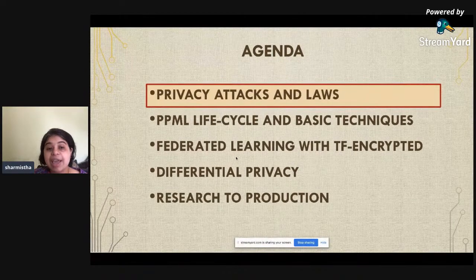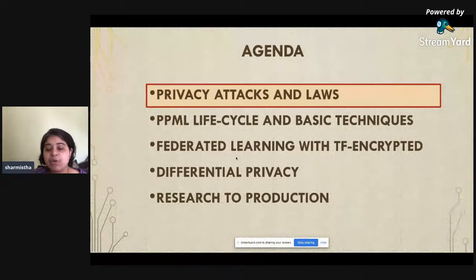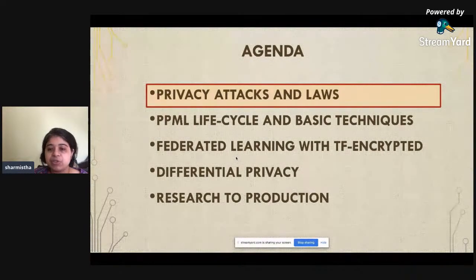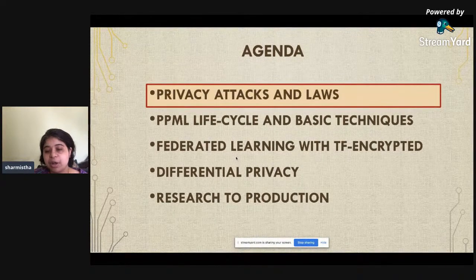Then we will look at the life cycle in data science. What is the life cycle of privacy-preserving machine learning? What are the techniques when you take raw data and put it into the cloud? Which phases do we add privacy to, and how? Then we look at the TensorFlow package TF Encrypted. There is another package which wraps TensorFlow Encrypted. I have already shared that package name, so just download it from GitHub and try it out. With federated learning, where a lot of devices are involved, how does this package help us to encrypt the ML models and the data, and how does it help to train the models?